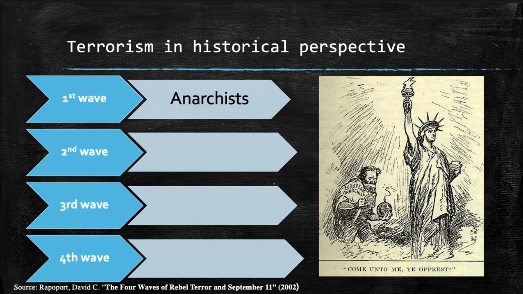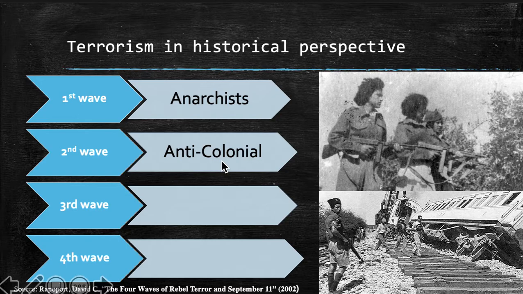The 1920s saw the birth of the so-called anti-colonial wave of terrorism. After the First World War, anti-colonialists saw opportunities to gain freedom from colonial powers that had been weakened by the war. This second wave of terror often targeted the monopoly on force that the colonial powers had. So they would target military and police powers in order to reduce effective colonial control.